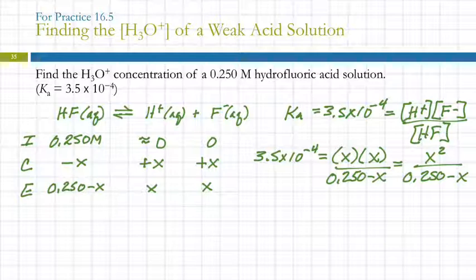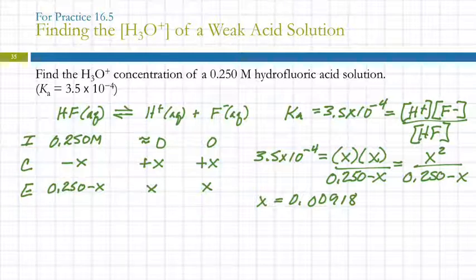So I'm going to stick that in here. I've got 3.5 times 10 to the minus 4 on one side, and I've got x squared divided by the quantity 0.25 minus x on the other side. And this is telling me that x is equal to 0.00918. Anybody else get that? Okay.